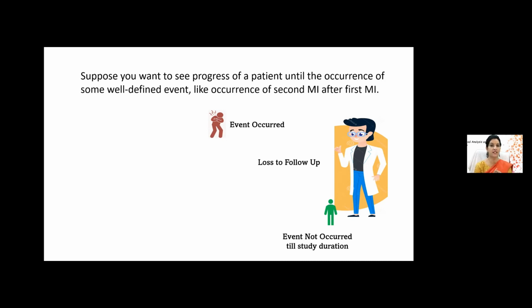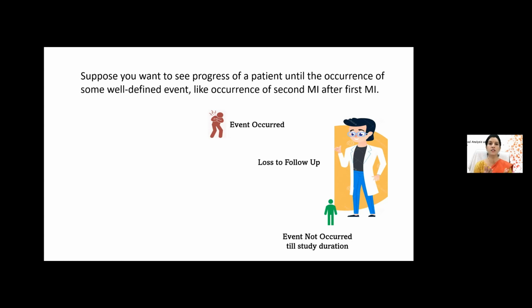In this case, it is the second occurrence of MI. Or if you define the event as death, then either the death will happen up till that particular time. In this case, time is very important, because in your study, you cannot keep following a person till 50 years or 60 years. So you have a limitation of a study duration.